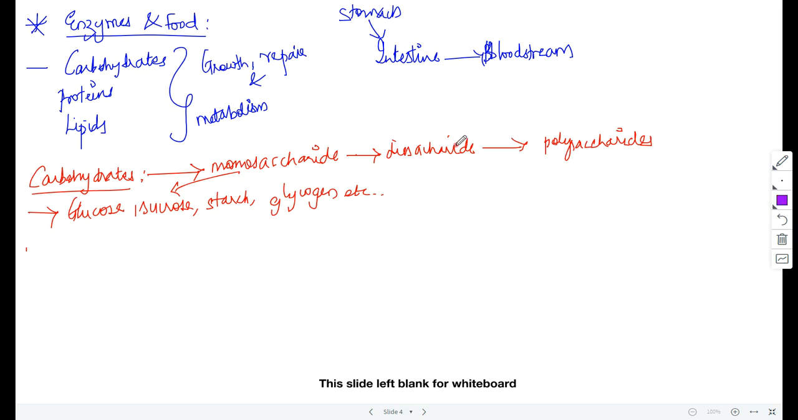Fine. Now we need to break this chain. This is the heaviest part, right? We need to break down polysaccharide, then it will turn into disaccharide, then into monosaccharide. So how are we going to break it? We have a carbohydrate enzyme, which is going to break the disaccharides and the polysaccharides into monosaccharides.